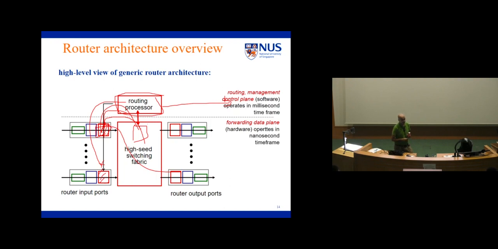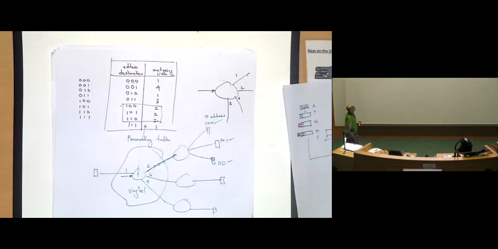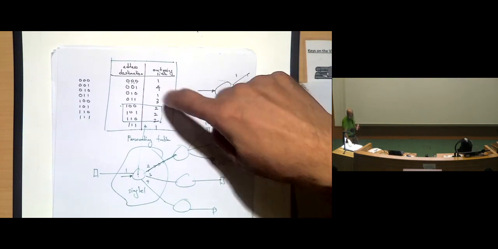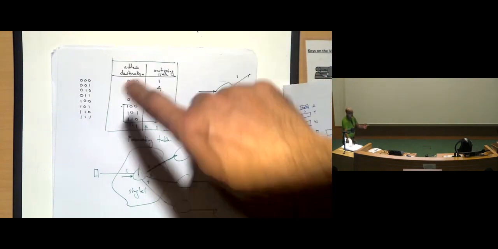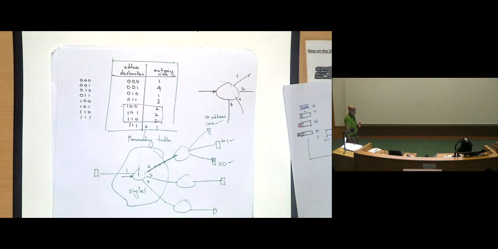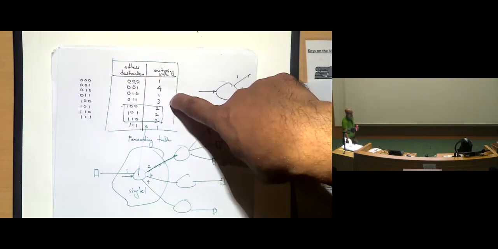And what does the routing processor send to the switching fabric? A table like this. If the output IP address is this, use link number 1. This is what the routing processor computes, and this is what is given as the table that is stored there. But it sends this to the switching fabric as well? No. This thing is stored at the input ports.